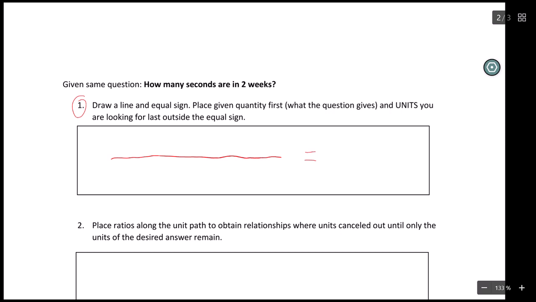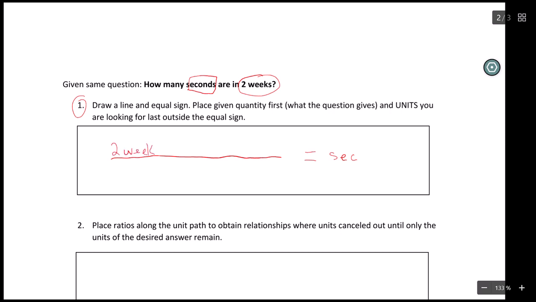And then what you do is you place the quantity that was given in the question, and you place the units you're looking for outside. So the units we were looking for is seconds, right? So I'm going to place that outside at the equal sign because that's what I'm looking for. The thing that I'm given in the question is 2 weeks. So I'm going to start with whatever info is given. In this case, I have 2 weeks.